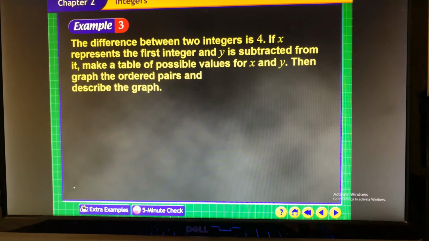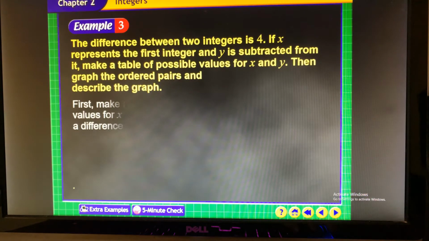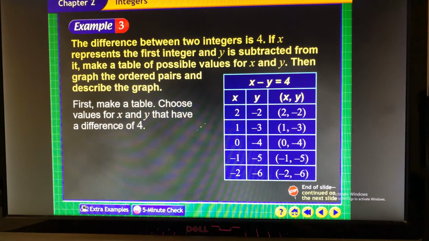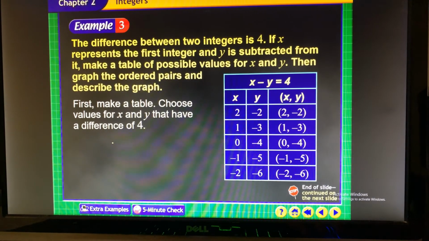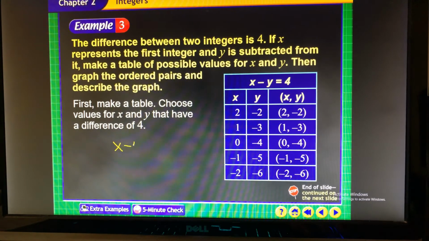The difference between two integers is 4. If x represents the first integer and y is subtracted from it, make a table of possible values for x and y and then graph it. So here we are. The difference between two integers is 4. So think about that. X is the first one and y is subtracted from it. So you're doing x minus y, you want it to equal 4.